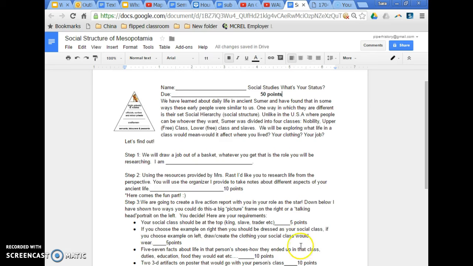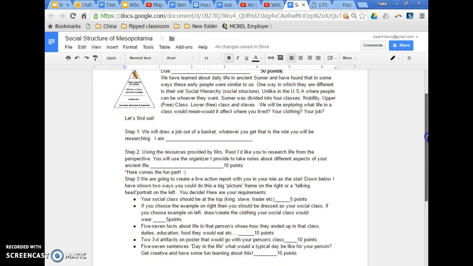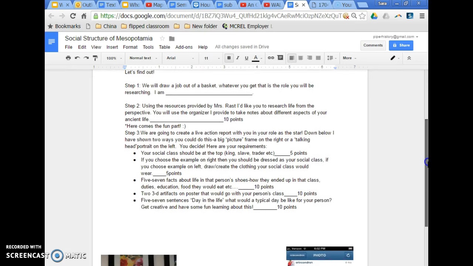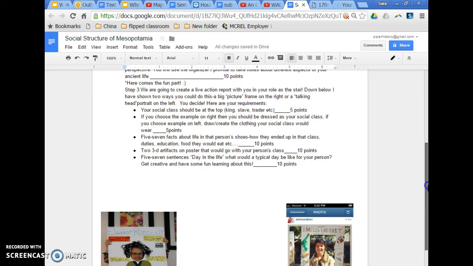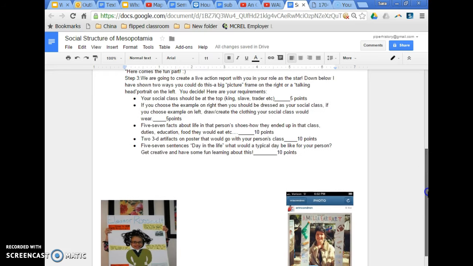Okay, so on the back of this sheet will be where you'll take your notes about their lives. Then we get to the fun part. I will have asked you to bring a poster board, and what we're going to be doing is creating a live action report with you in your role as the star.